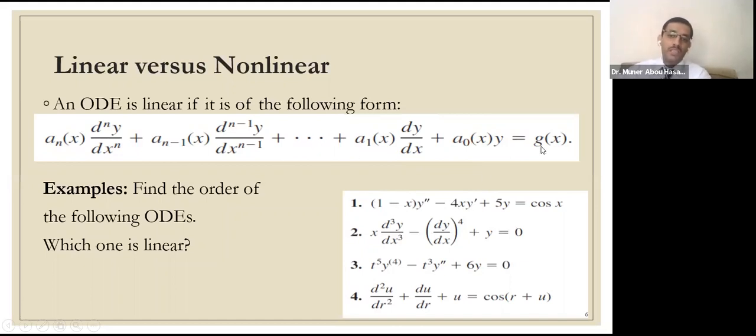Now, this equation is similar to the general form because all the coefficients here contain only x, no y. And y with its derivatives has power 1, so I can say it is linear with respect to my unknown function y, because there is no y squared, no y prime squared or cubed, and so on. Now, the order of this differential equation is 2. I think the order of the differential equation is very easy.